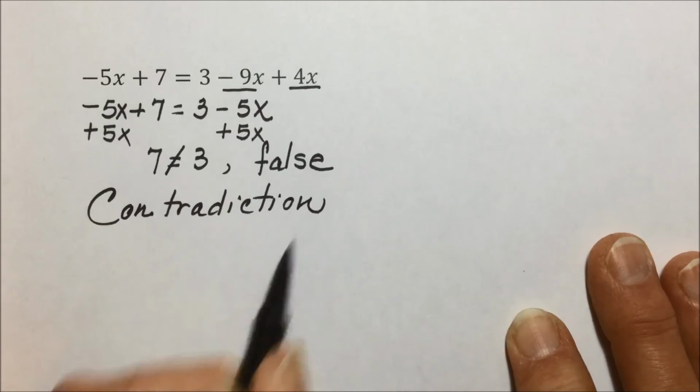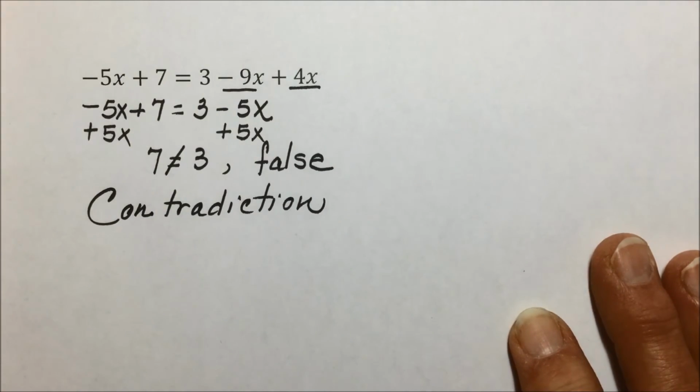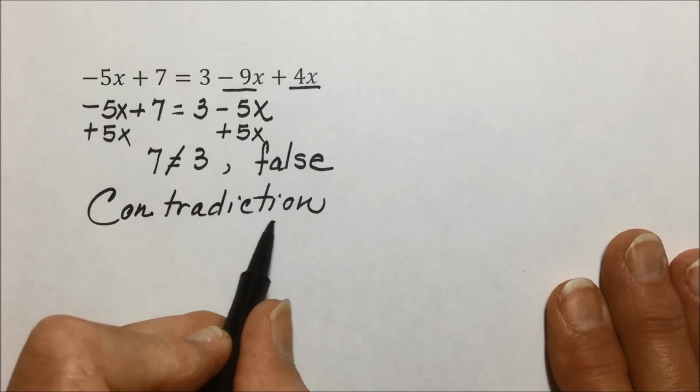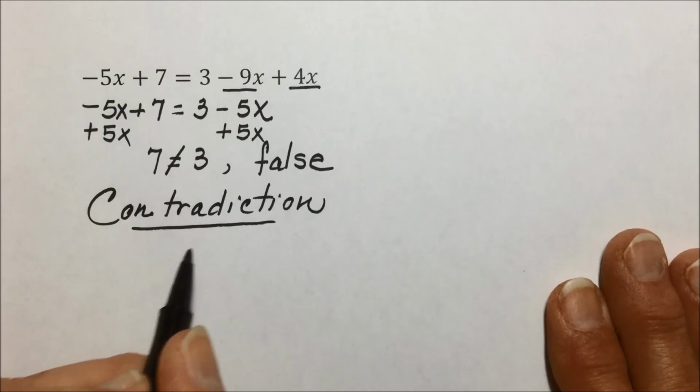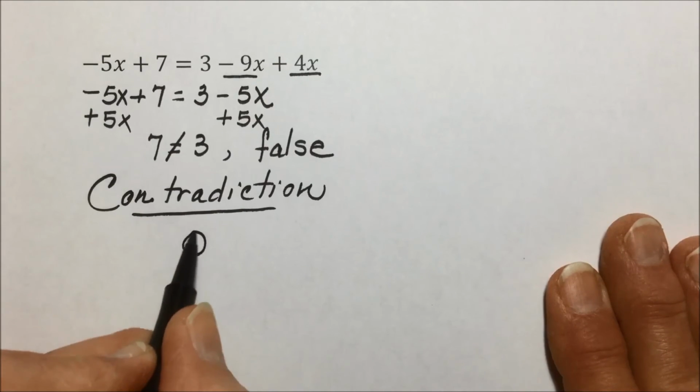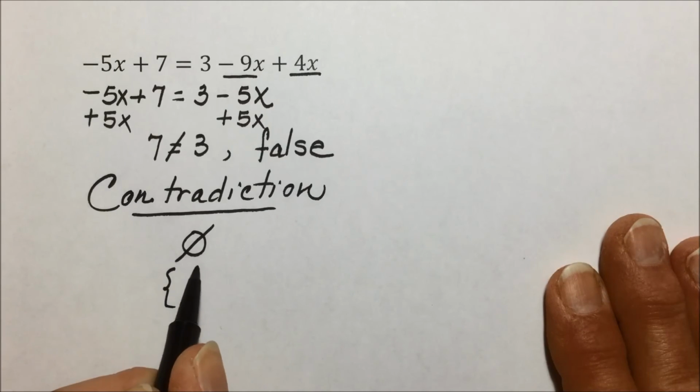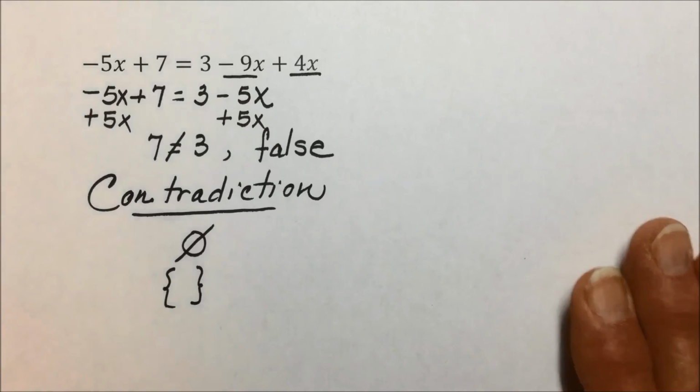There is no number known in the real number system that will satisfy this equation. So as far as classification, we're calling it a contradiction. And in terms of our solution, we can either state it as the empty set here, or we can use the brackets with nothing inside of it.